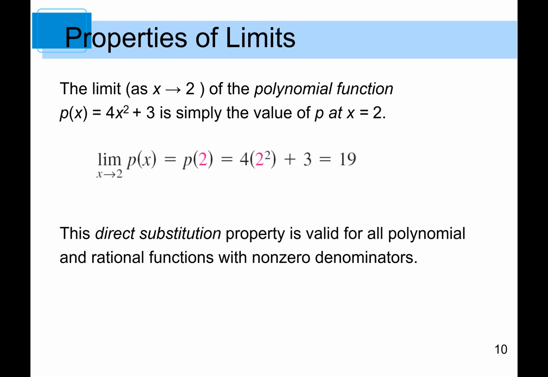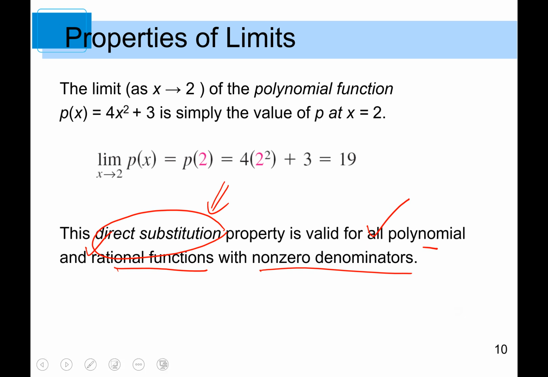So the limit as x approaches 2 of a polynomial function p of x equals 4x squared plus 3 is simply the value of p at x equals 2. So using the direct substitution method, replace x with 2 and you end up with the result. The direct substitution property is valid for all polynomial and rational functions with non-zero denominators. So for polynomials and rational functions, you can apply the direct substitution property, which is the simplest method you can ever have.